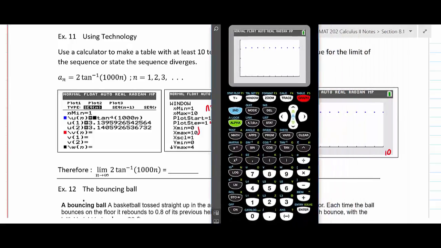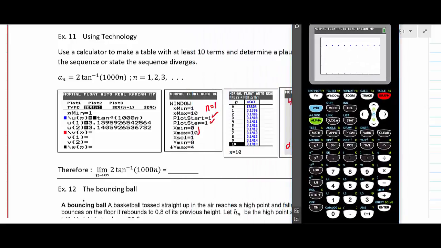The reason I wanted to put this in, I didn't show you earlier, is that you can tell this thing appears to be converging, right? It appears to be leveling off, but you can also go second graph to get the table to come out, which is kind of nice. There it goes. Yeah, so the table will show you what the values are.